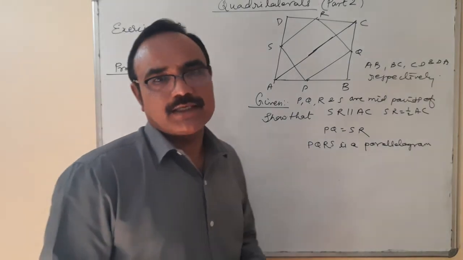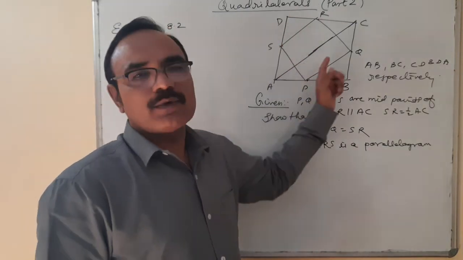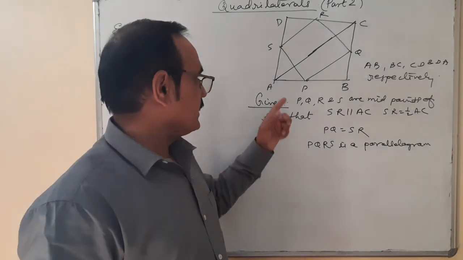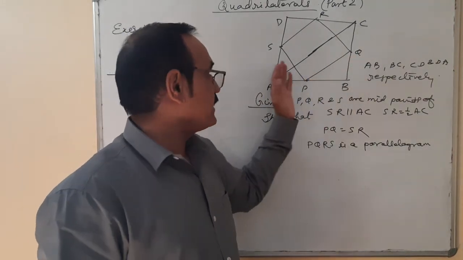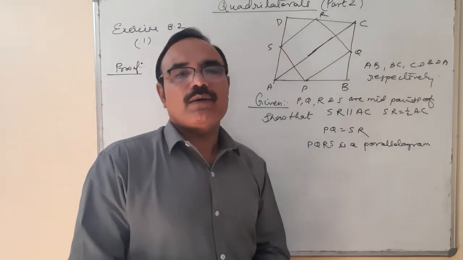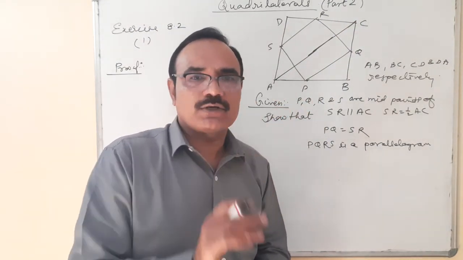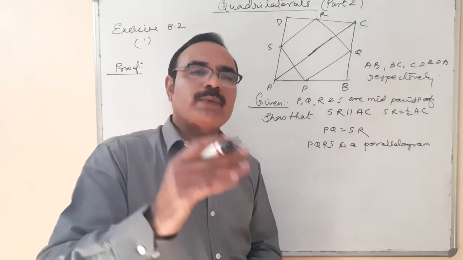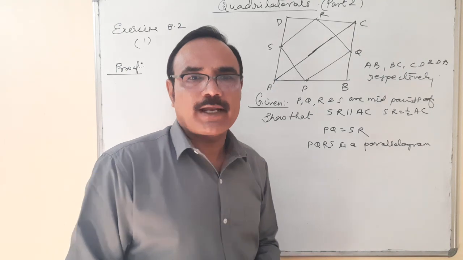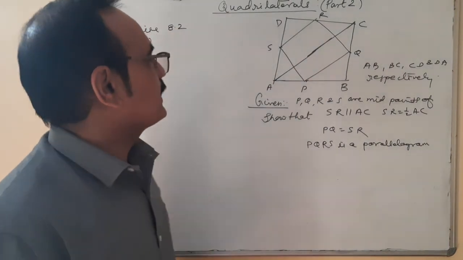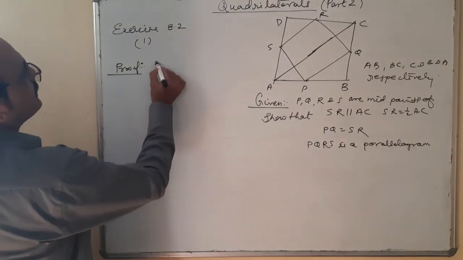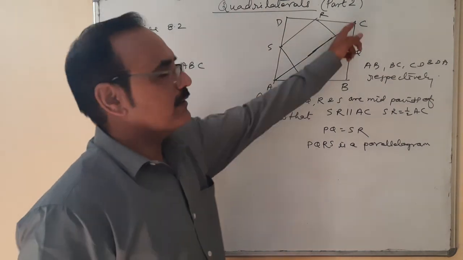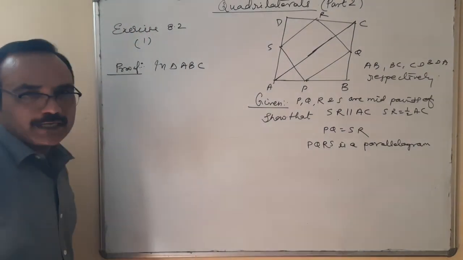Now let us see the question. ABCD is a quadrilateral. The midpoint theorem is used in a triangle, so triangle ABC, and the second triangle is ADC. In the midpoint theorem, one line is parallel to the base, so we have to select a triangle such that one line is parallel to one of its sides. First of all, I am taking triangle ABC.